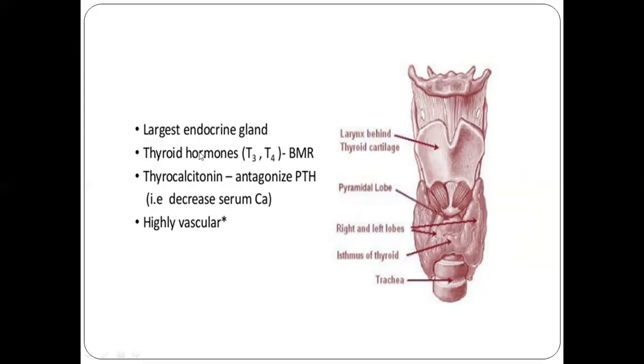Basically, it is the largest endocrine gland. It releases the thyroid hormones triiodothyronine, T3, and thyroxine, T4. It increases the basal metabolic rate of the body, and it releases thyrocalcitonin, which antagonizes the PTH. We have discussed how calcitonin and PTH antagonize each other, and it has high vascularity.